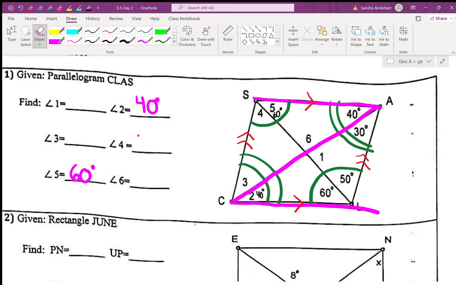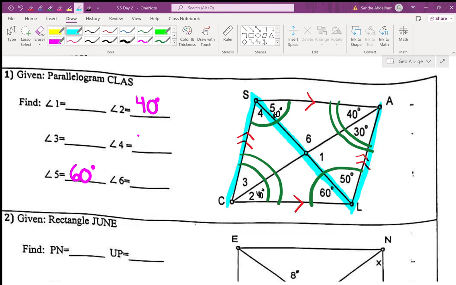Okay, so let's erase this Z. All right, does anybody see anything else we can do? Angle 4 is 50 degrees. You got it. How'd you do that? You did another Z. Excellent. So we can do this Z from C to S. Oh, yep, from C to S to L to A. Do we all see that Z? So again, if the arms of the Z are parallel, the armpits are congruent. So that means angle 4 is 50 degrees. Let's erase that Z.